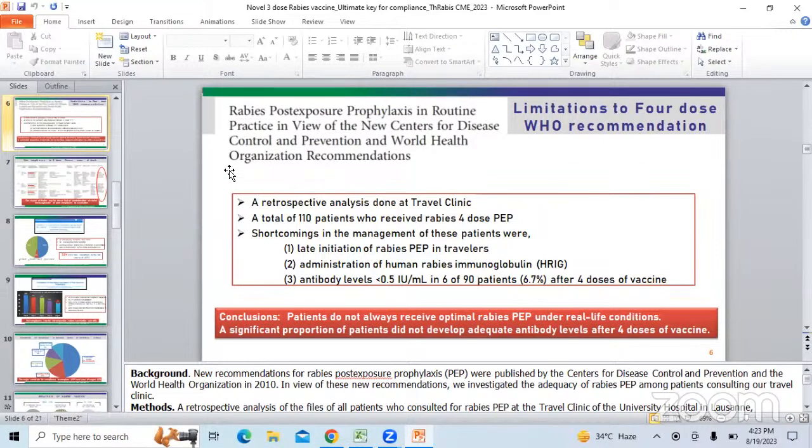Limitation of the 4-dose WHO recommendation: a study observation done by the Centers for Disease Control and Prevention and the WHO recommendation concluded that a significant proportion of patients did not develop an adequate antibody level after the 4 doses of the vaccine, measured on the 14th and the 42nd days.